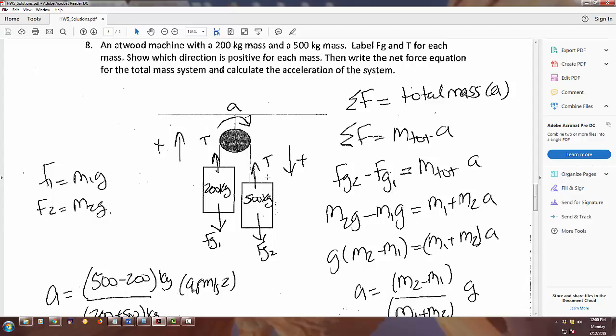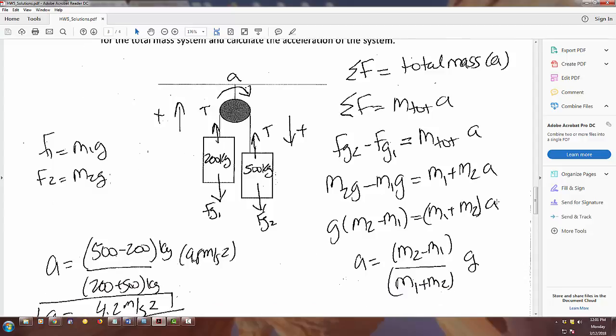What about the tensions? Well, the tensions are equal and opposite. On this side, the tension is negative, but on the left-hand side it is positive. So if you add those together and they're the same magnitude, they're going to cancel out. So the only two forces acting on the total mass are the weight of the second block minus the weight of the first block, and that is equal to the total mass times acceleration.